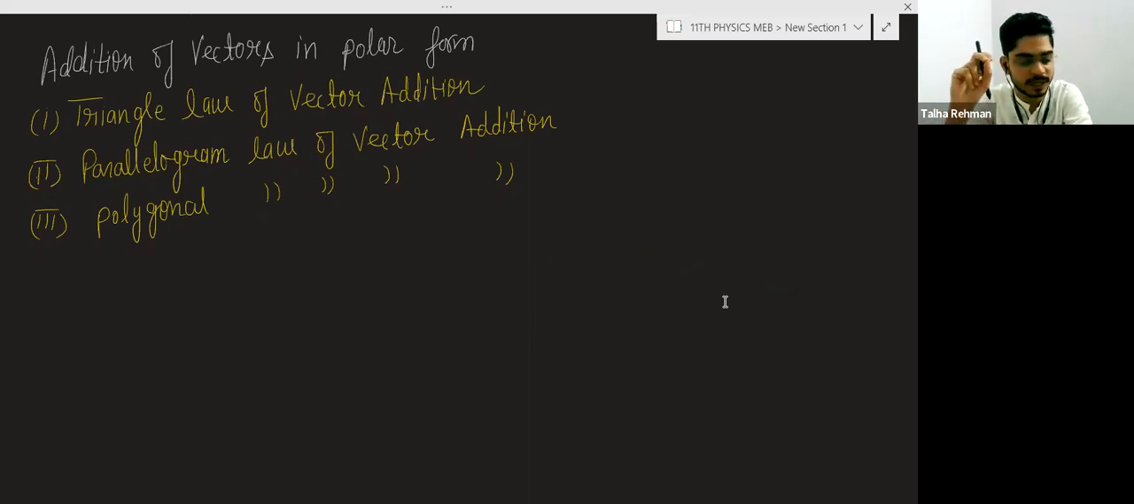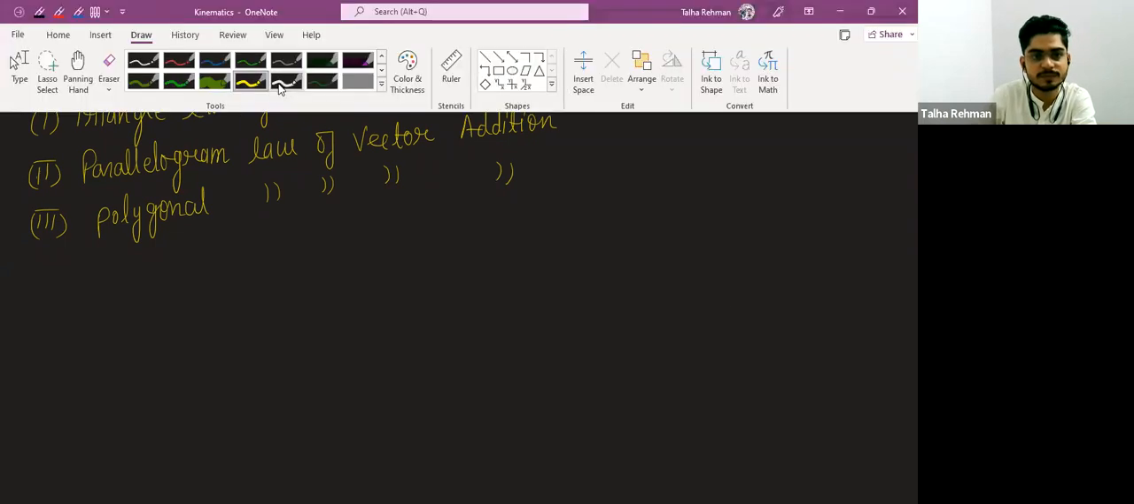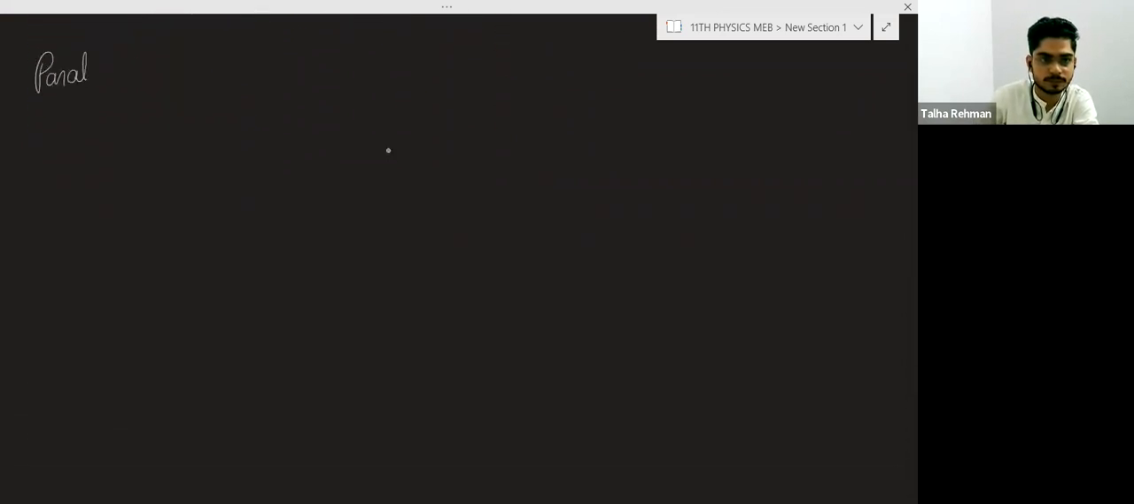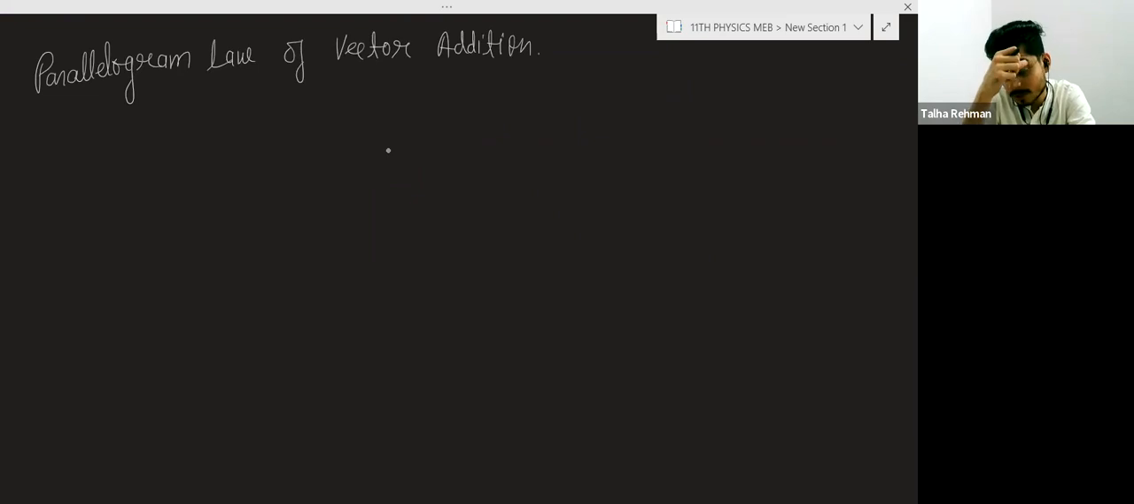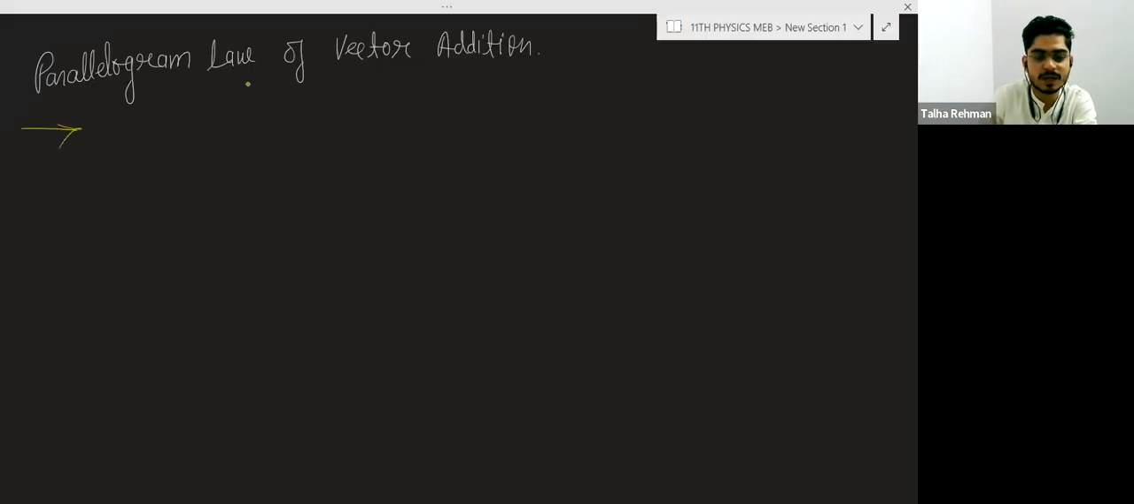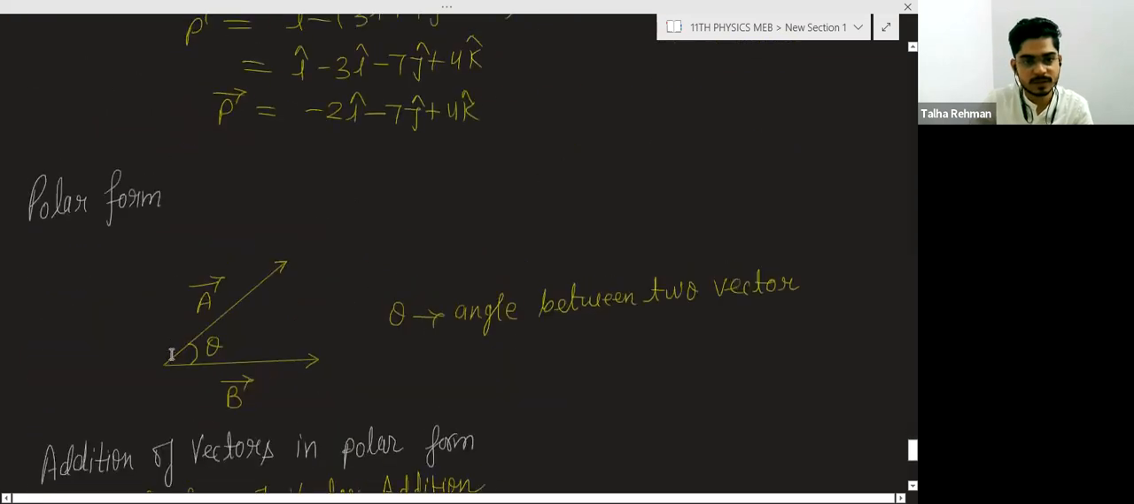So the first thing I will discuss here is the parallelogram law, and this is most important for vector addition. Parallelogram law of vector addition, this I am discussing today. Now, when we use the parallelogram law to add the vectors, there are some conditions. The vectors should be co-initial. Co-initial vectors are the vectors having the same starting point.